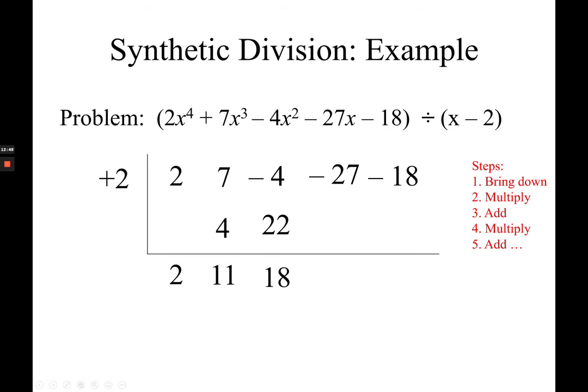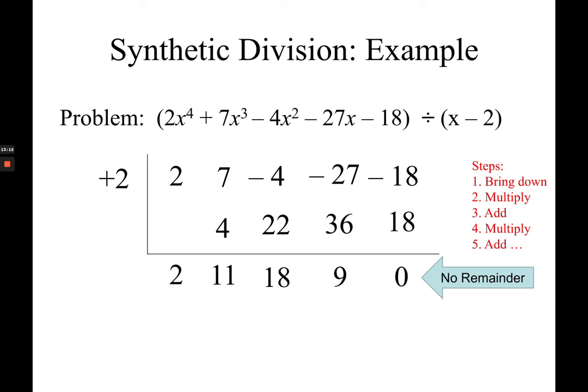Again, multiply 18 times 2 is 36. 36 minus 27 is +9. 9 times 2 is 18. +18. And then add +18 plus -18 is 0. Therefore, there is no remainder. And this is how you write your final answer.